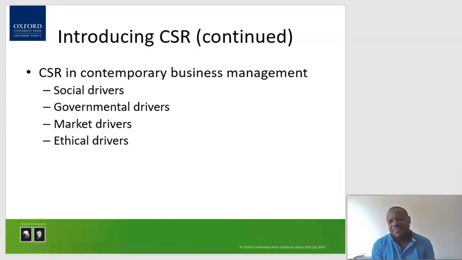Then ethical drivers, these relate to doing things that are generally acceptable in society. So once you do something that is unethical, some people may avoid you, they may avoid working with you, they may avoid doing business with you. So to appear as ethical, organizations also engage in corporate social responsibility activities. Ethical drivers are also clearly explained on page 156 of your textbook.